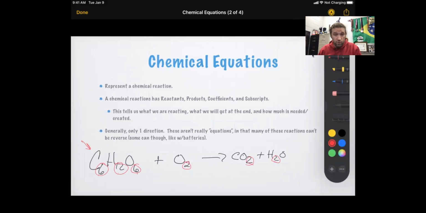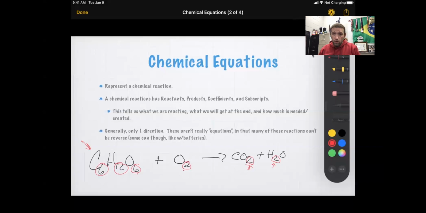hydrogens, and 6 oxygens. It's telling me I have 2 oxygen atoms stuck together here. It's telling me I have in CO2, I have 2 oxygens. It's telling me in water, I have 2 hydrogens, okay? The subscript always goes after the atom that it's related to. Okay, now, because of this knowledge right here, I can easily count up how many atoms I have on each side, because it's telling me right here in the equation.